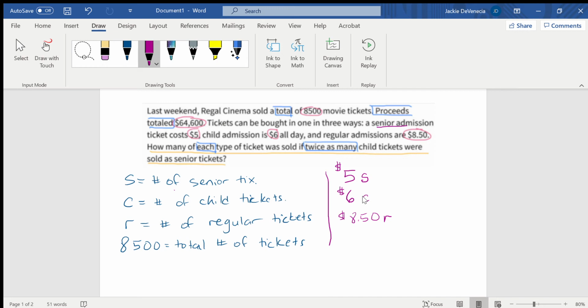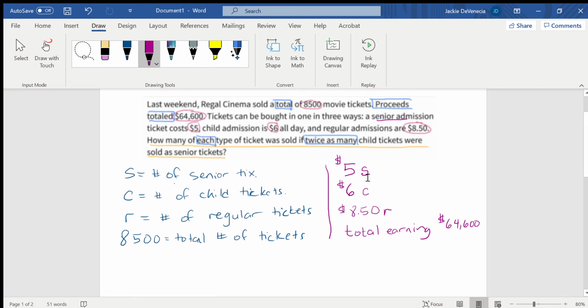That's proceeds total. Whenever you see proceeds, that's the total amount of money, the amount of sales they made. If I add up all these total costs, total earnings, I would get $64,600. So I have all my information settled. I have my numbers on this side, and my money in purple on the other side. Now I need to move on to make my equations.